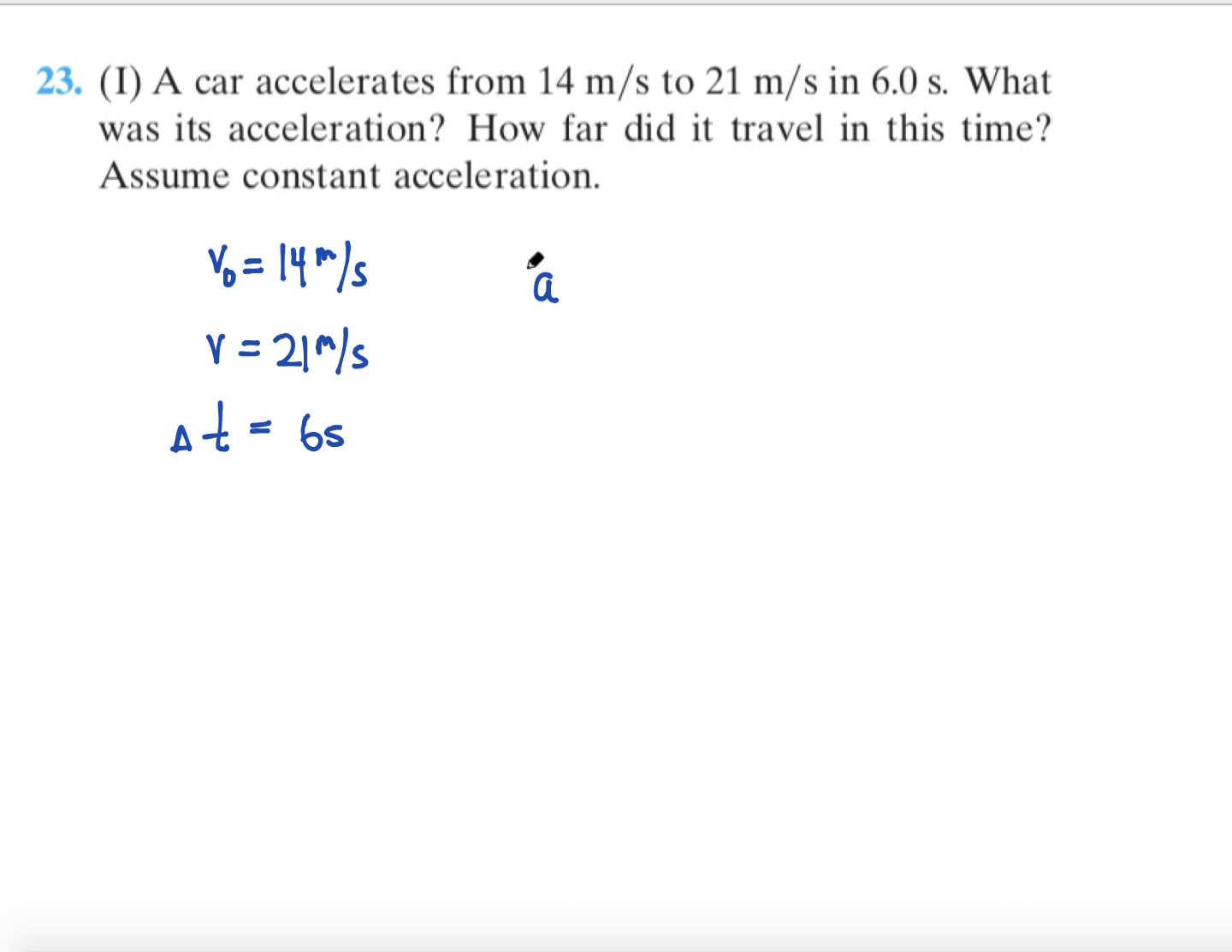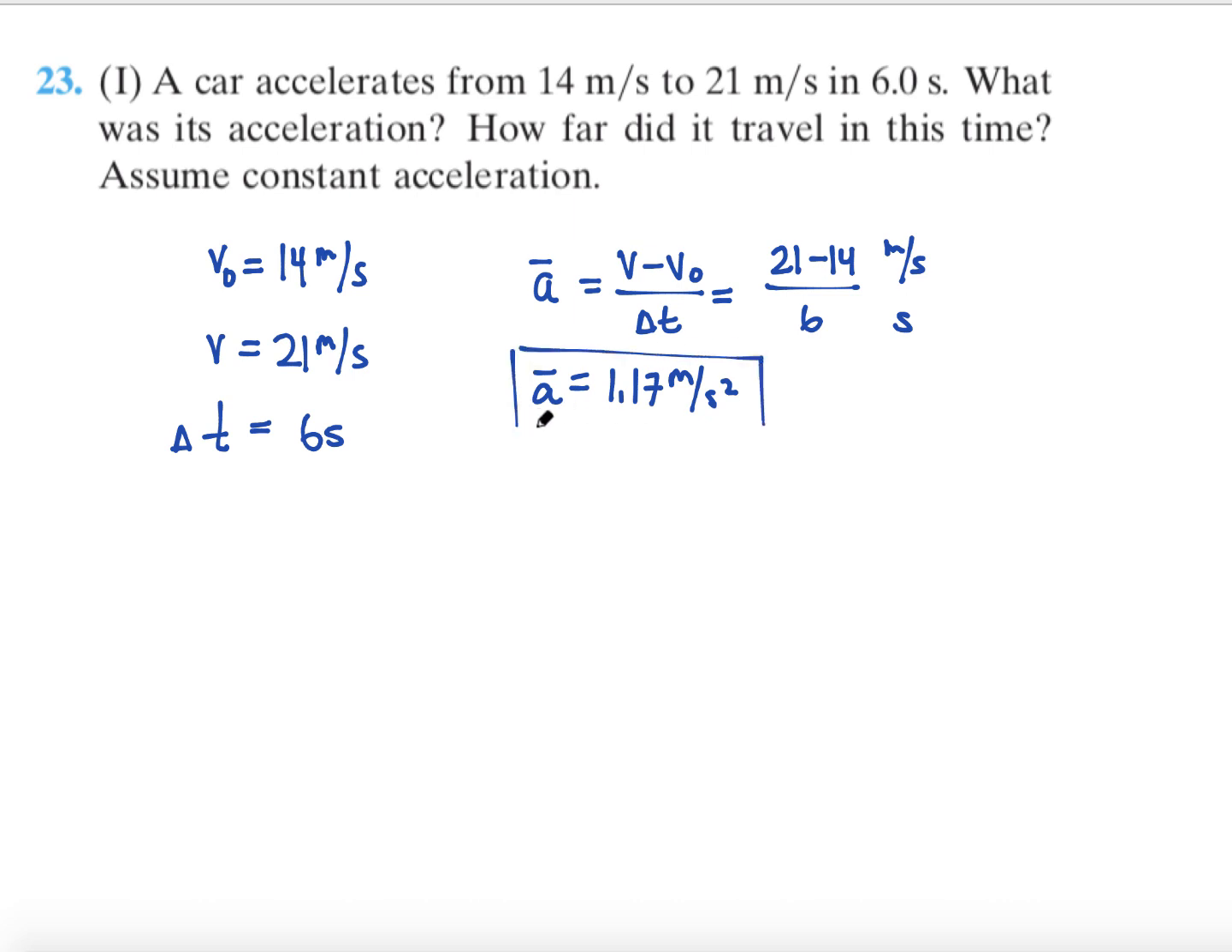So my average acceleration is V minus V initial over delta t. Substituting our values, we have 21 minus 14 over 6, and that's meters per second on top and seconds in the denominator. So my average acceleration ends up being 7/6, or we'll round this to 1.17 meters per second squared. Now you could round that to 1.2 as well. That may be what the textbook offers.